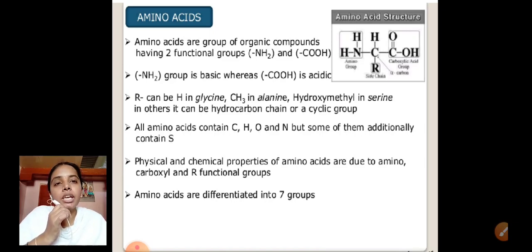R can be H in glycine, CH3 in alanine, hydroxymethyl in serine. In others, it can be a hydrocarbon chain or a cyclic group. All amino acids contain C, H, O and N, but some of them additionally contain S. The physical and chemical properties of amino acids are due to the presence of the amino group, the carboxylic group and the R group. Amino acids are differentiated into 7 groups.